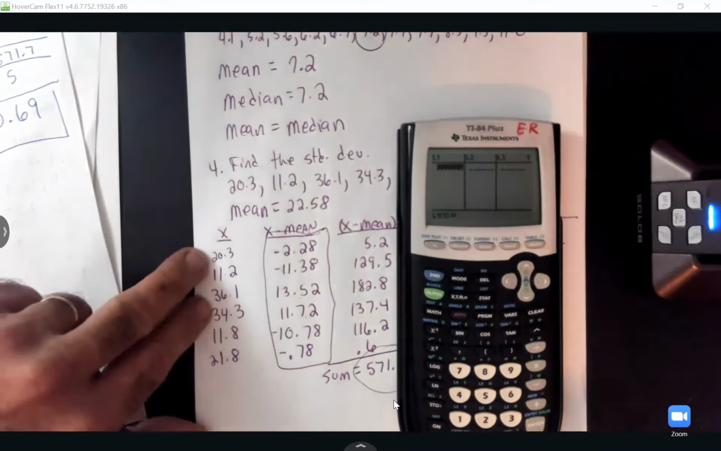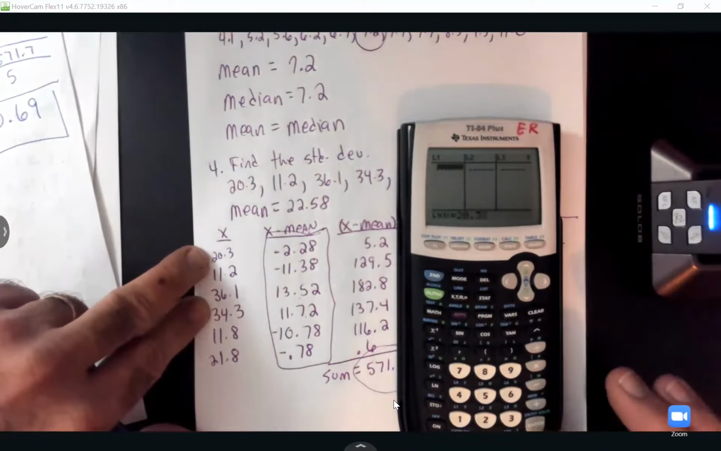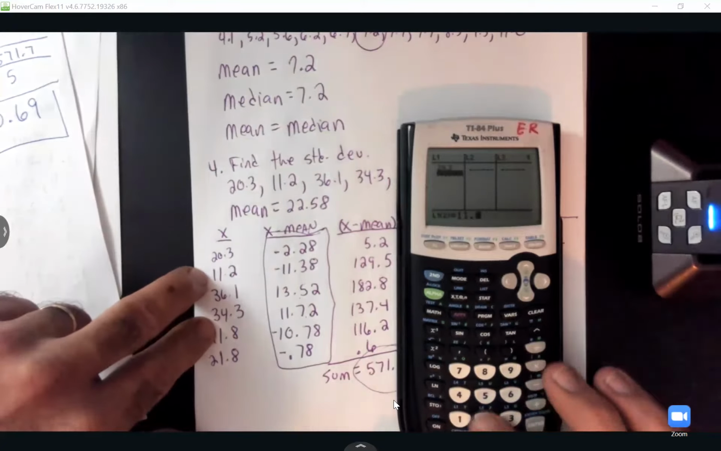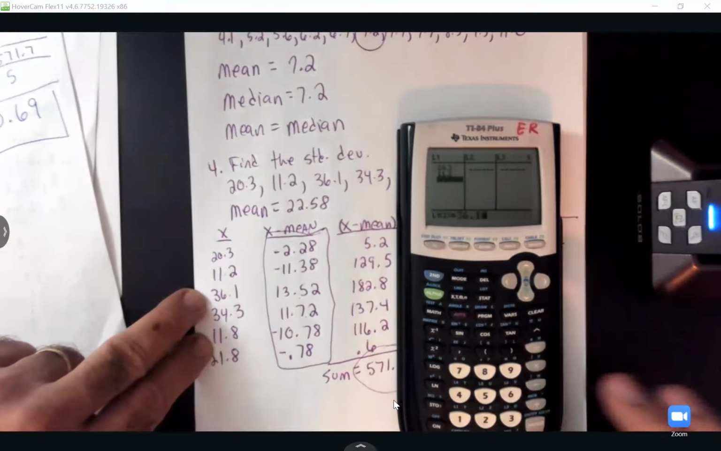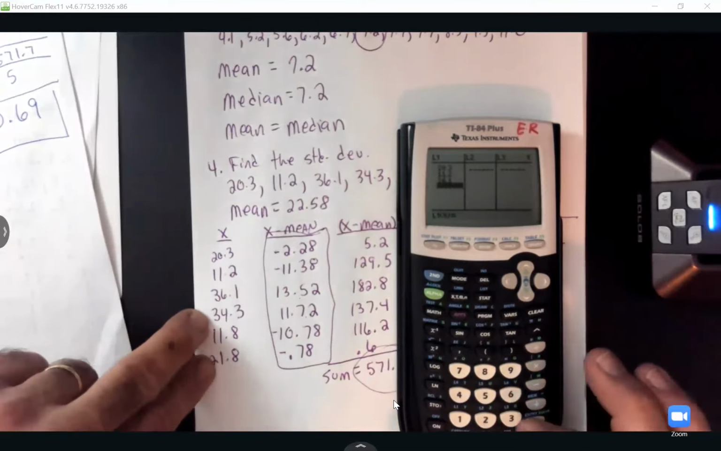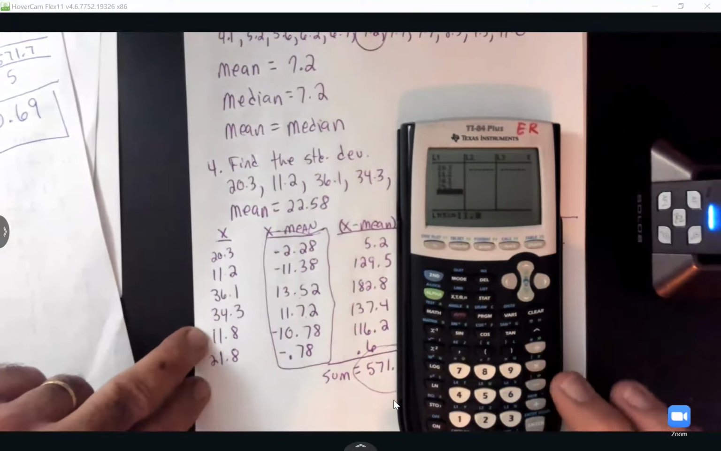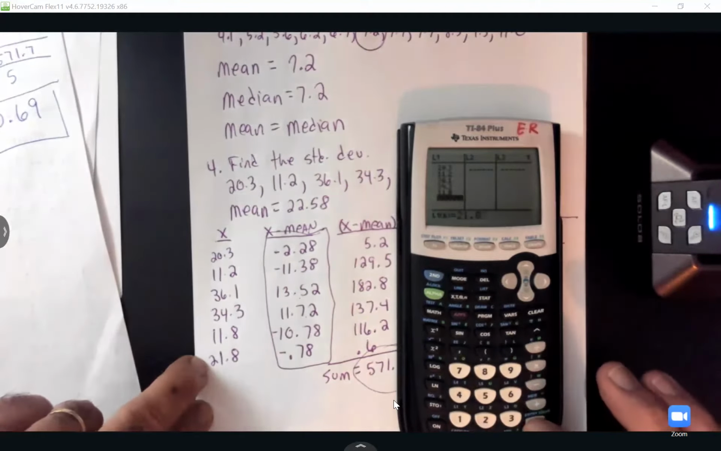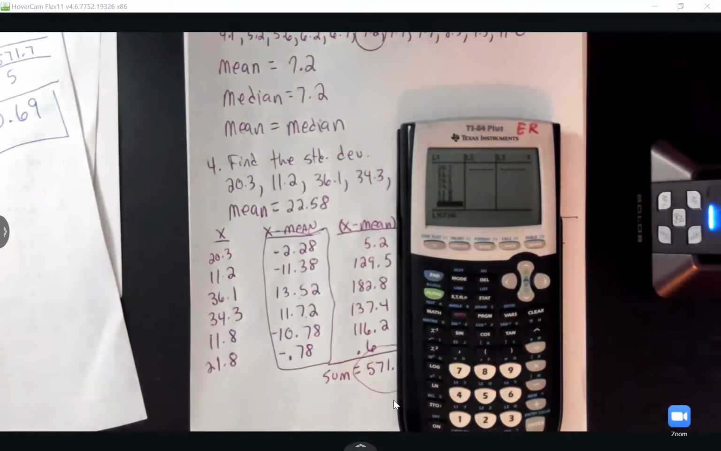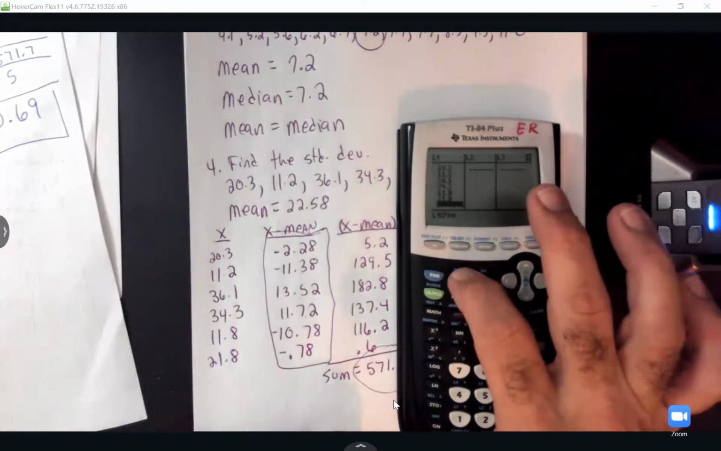Let's put the new data in. 20.3, enter. 11.2, enter. 36.1, enter. 34.3, enter. 11.8, enter. 21.8, enter. So remember, I done entered all my data. Now quit that screen by hitting second mode.